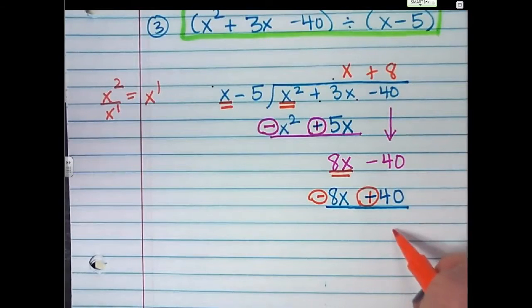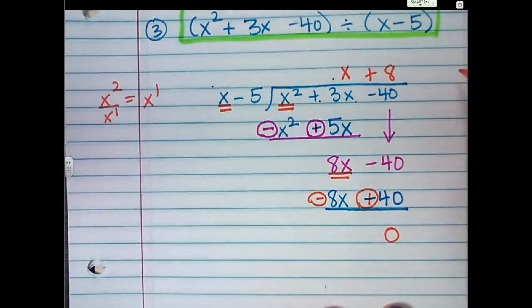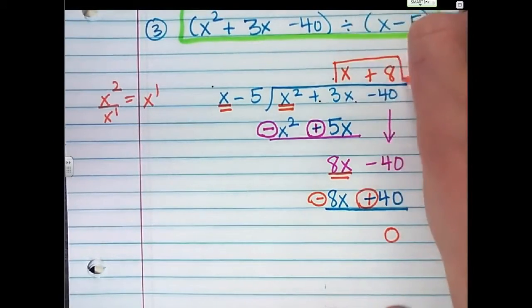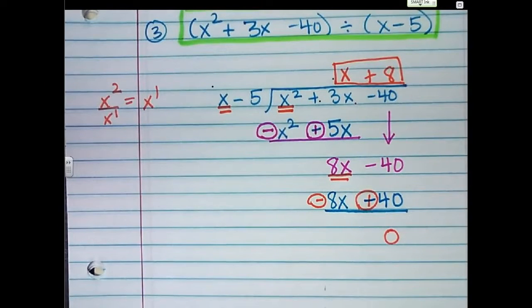So what do I get here? Nothing. 0. I want to make sure you go all the way to the end. Okay, because some of them tomorrow will be different and have remainders. Today we're just going to do something with 0. So just x plus 8 is your answer.